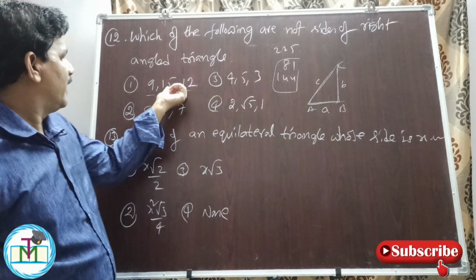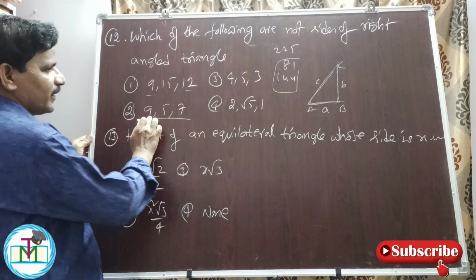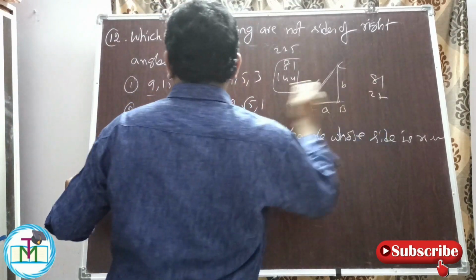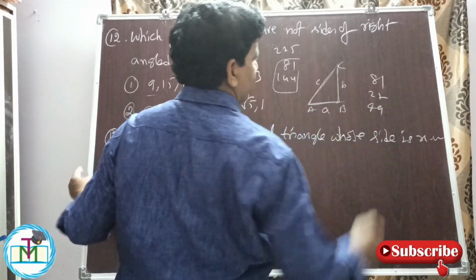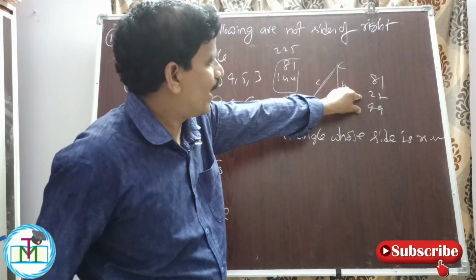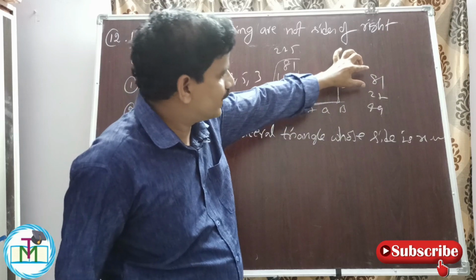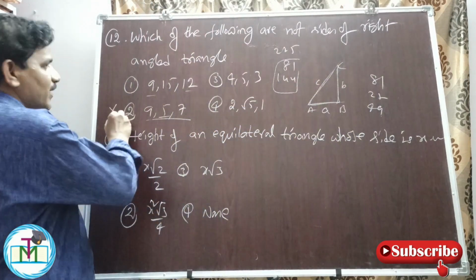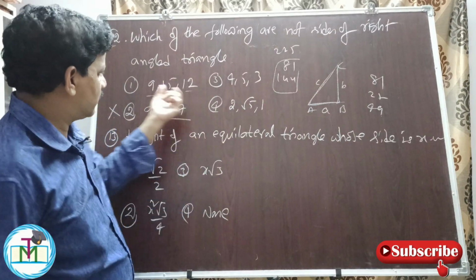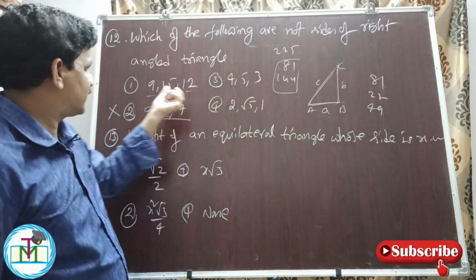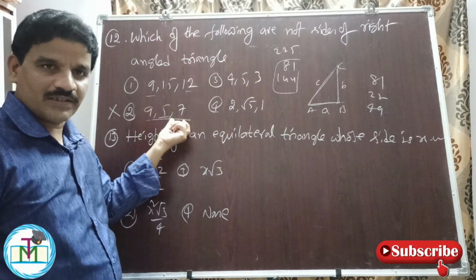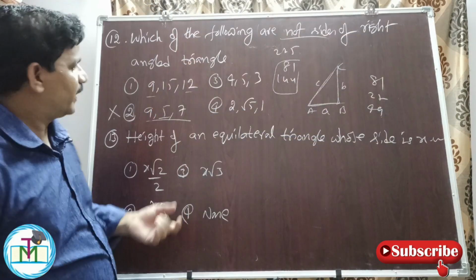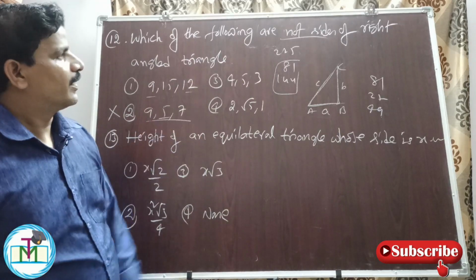Right angle triangle. If I take 9 square 81, 5 square 25 and 7 square 49. If I add these two, I am not getting 81. If I add these two, I won't get 49. So these are not sides of a right angle triangle. These sides 9, 5, 7 are not sides of a right angle triangle.